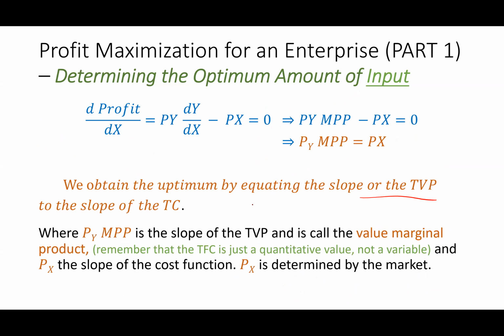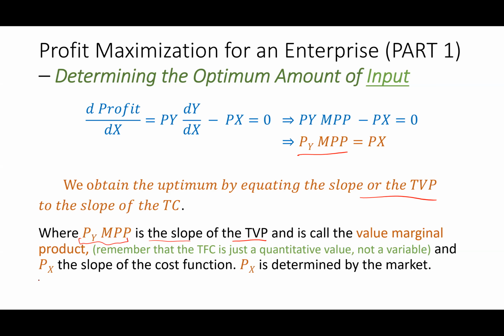So that's what I was talking about earlier, right? The slope. So this, as we found out, is the slope of the total value product or total revenue. That's our result because it is a derivative, and it's called value marginal product.